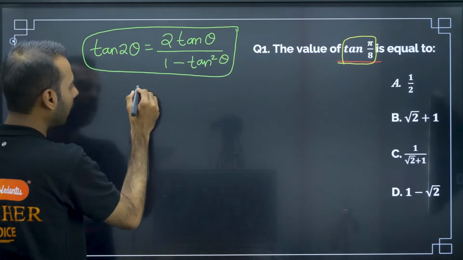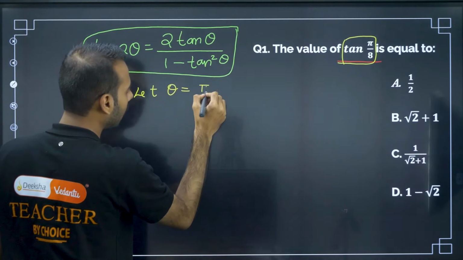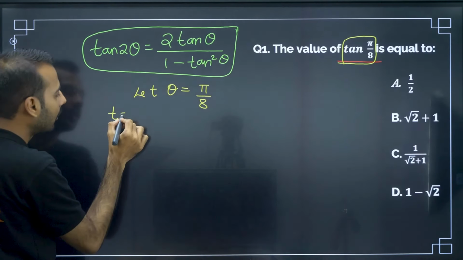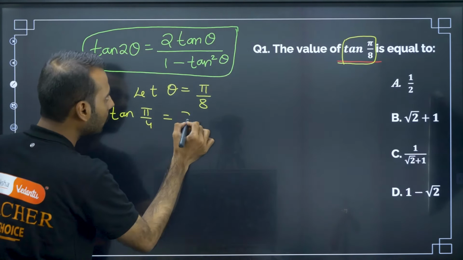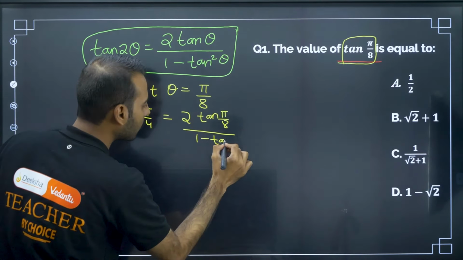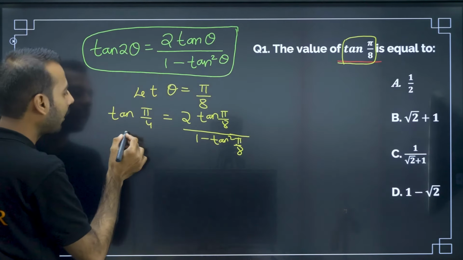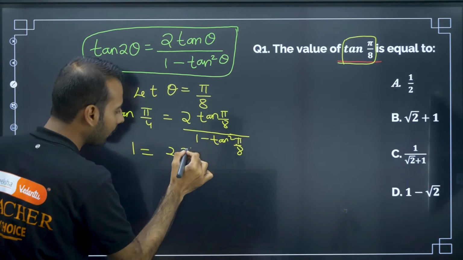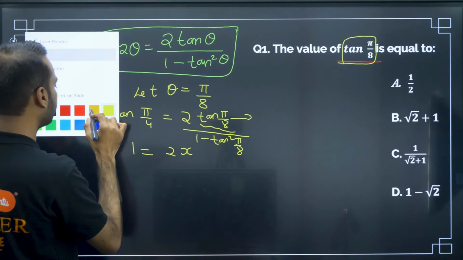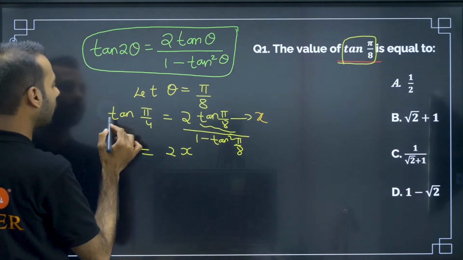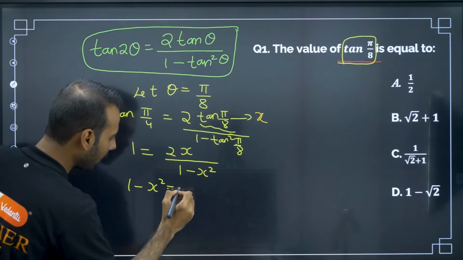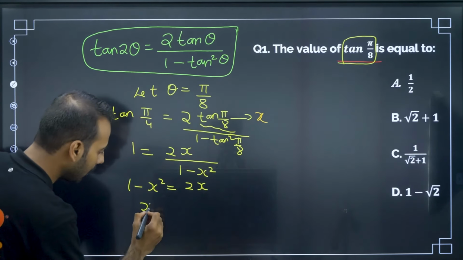Now in place of theta, let theta is equal to pi by 8. So if I place this theta is equal to pi by 8, this becomes tan pi by 4 is equal to 2 tan pi by 8 by 1 minus tan square pi by 8. Tan pi by 4 is 1, is equal to 2 tan pi by 8. Let me call this as x. So this is 2x by 1 minus x square. If I transpose this, 1 minus x square is equal to 2x.